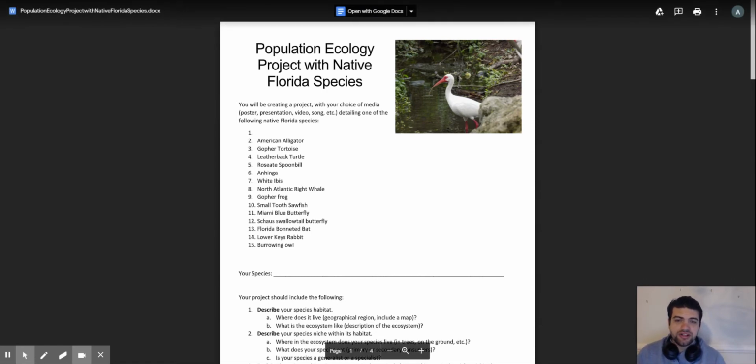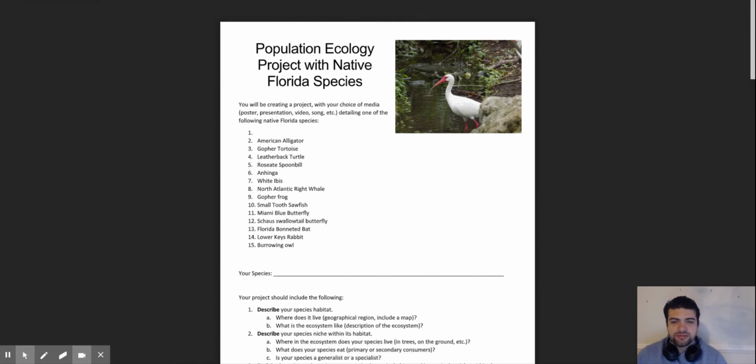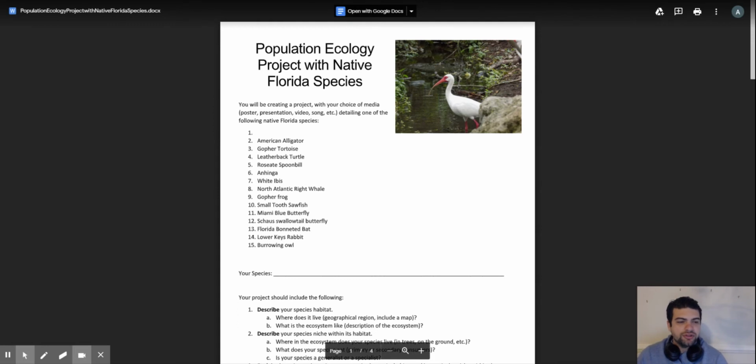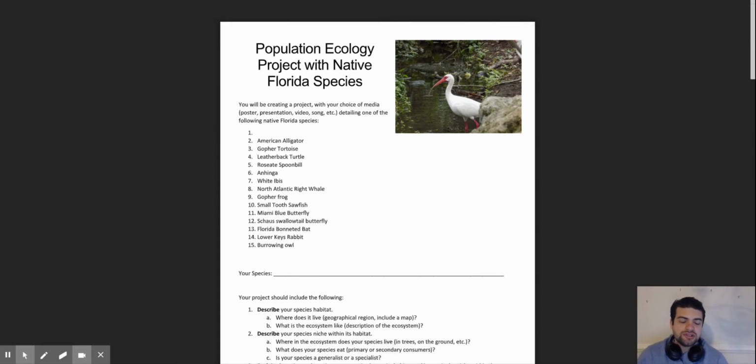So you could do the American alligator, gopher tortoise, leatherback turtle, roseate spoonbill, anhinga, white ibis, North Atlantic right whale, gopher frog, smalltooth sawfish, Miami blue butterfly, schaus swallowtail butterfly, Florida bonneted bat, lower keys rabbit, or burrowing owl. Any of these animals you can pick as the species you want to study for this project.